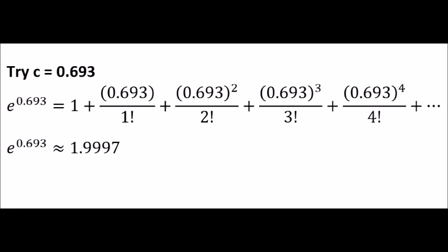Plug that into the Taylor series. You should get 1.9997, which is quite close to the number 2. It turns out there is a more sophisticated way to find c than just guessing, but it will be a few more lessons down the road when we cover that.